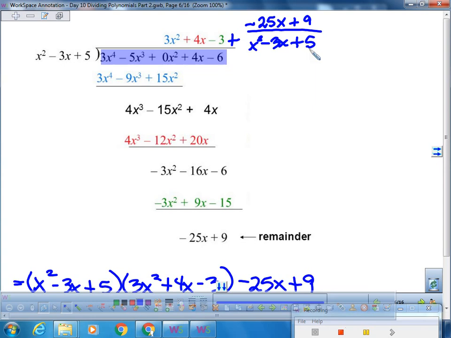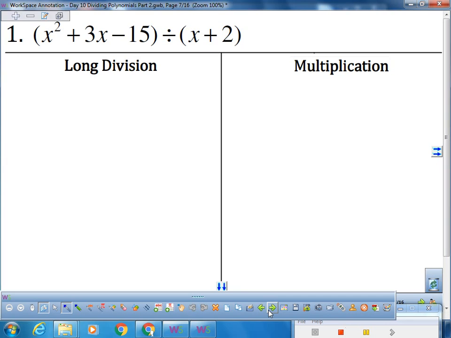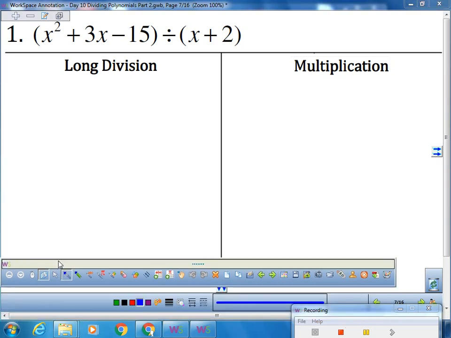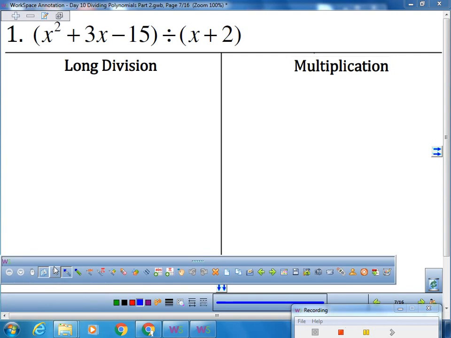All right. I know it's tedious, so let's just do it. I'm going to do one just real clean. X squared plus 3x minus 15. I'm going to divide that by x plus 2.